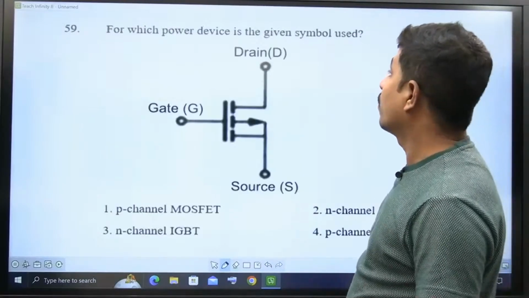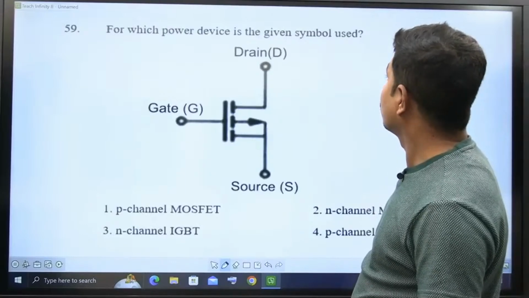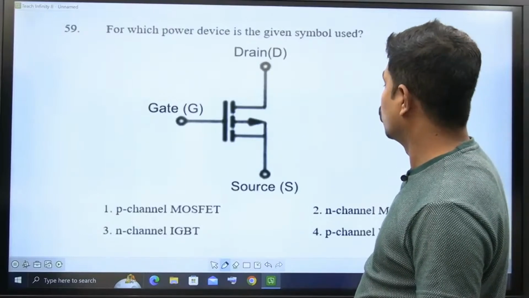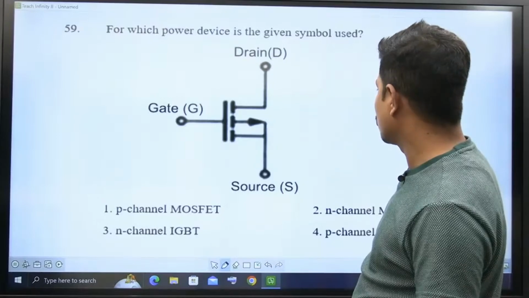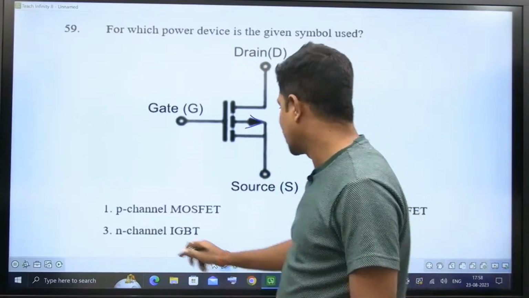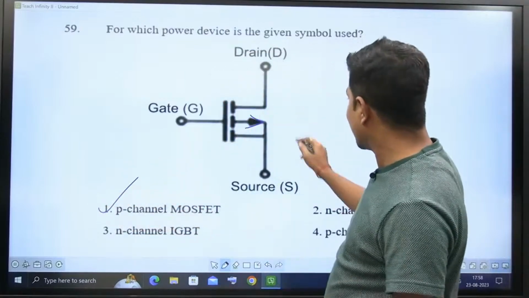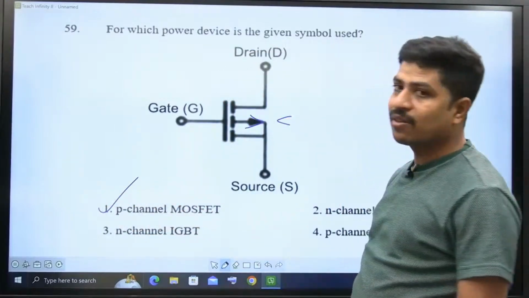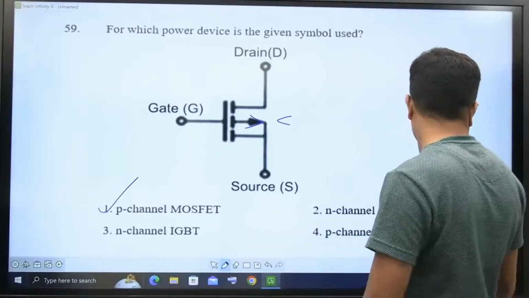Next one. For which power device is the given symbol used? Drain is given, gate is given, source is given. The arrow is pointing forward, so this is a P channel MOSFET. If the arrow is in the other direction, then it will be an N channel MOSFET. Question 59, it is option 1.